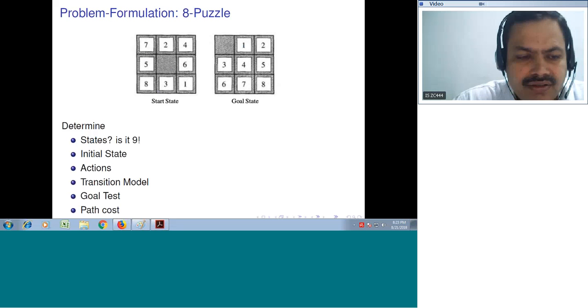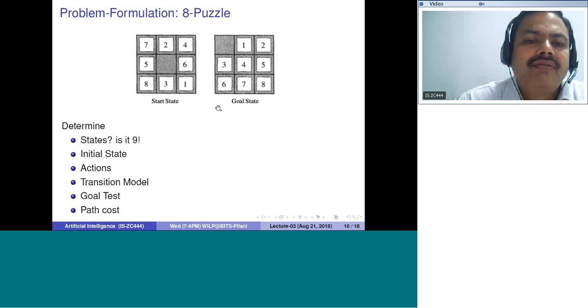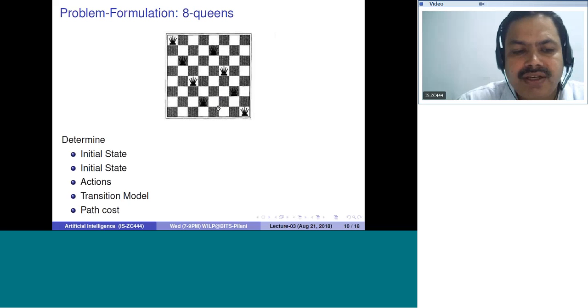So you understand this. Okay. So the goal test you understand. What is the path cost? I told you the path cost is 1. Whenever you are performing one move, you add 1 to that. You want to solve that very easily.